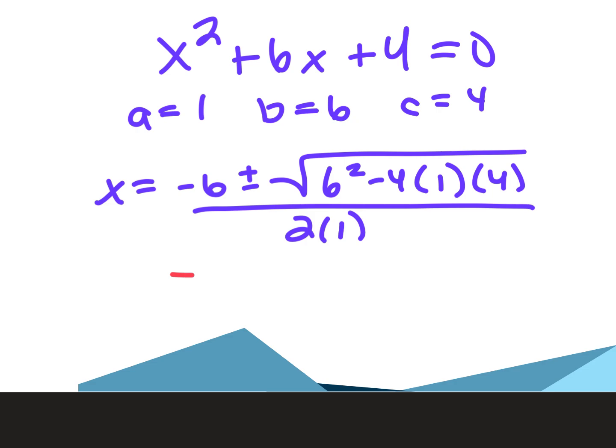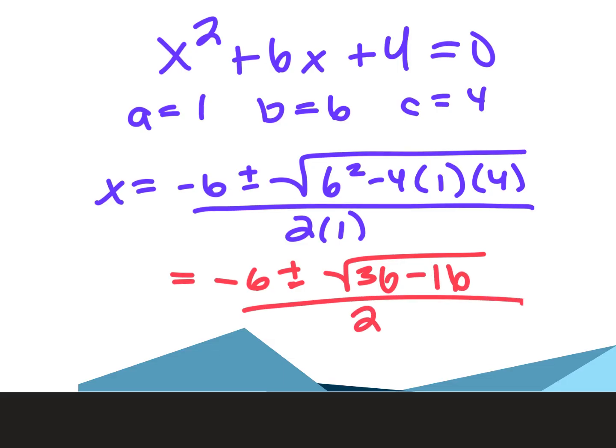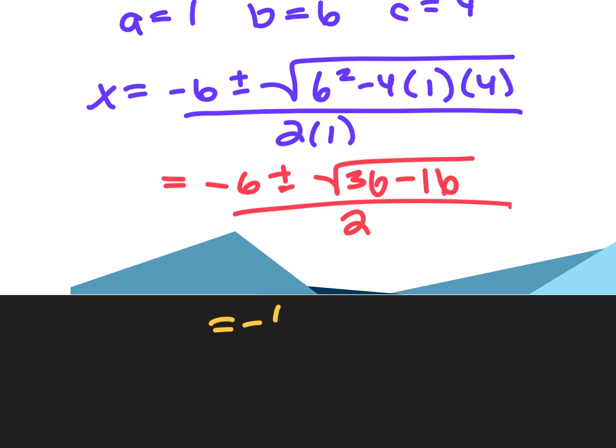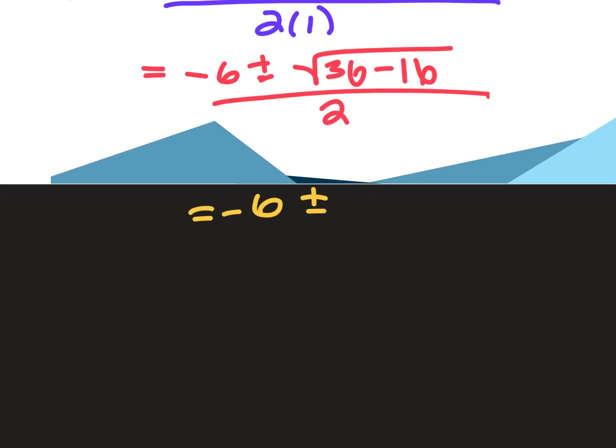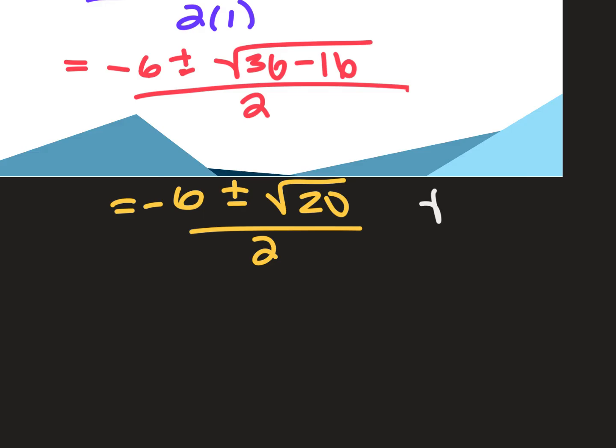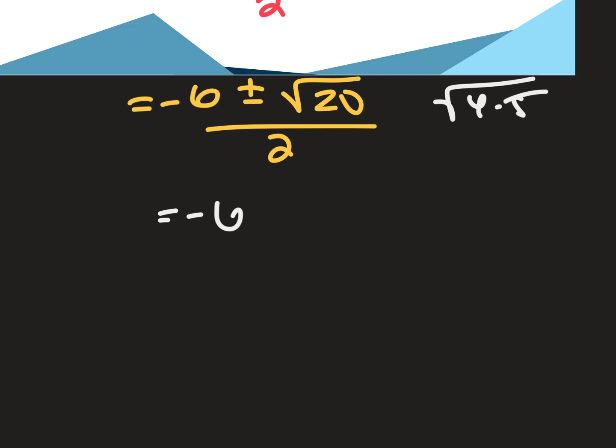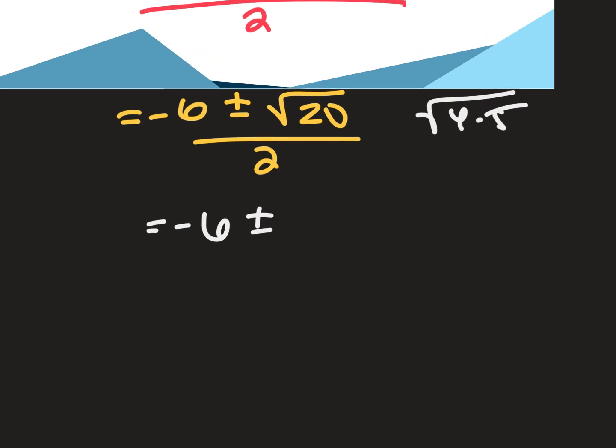Perfect. So let's simplify a little bit. Negative 6 plus or minus, what is 6 squared? 36 minus, what's negative 4 times 1 times 4? 16, good, all over 2. So negative 6 plus or minus, what's 36 minus 16? 20, good. Square root of 20 over 2. Is the square root of 20 a perfect square? No, but is there a perfect square hidden in there? Yep, what is it? Yep, 5 and 4. So as we simplify a little more, negative 6 plus or minus what? 2 square root of 5 over 2.